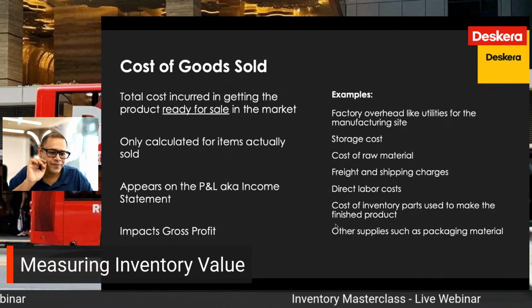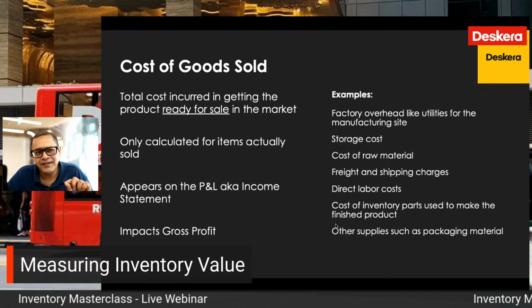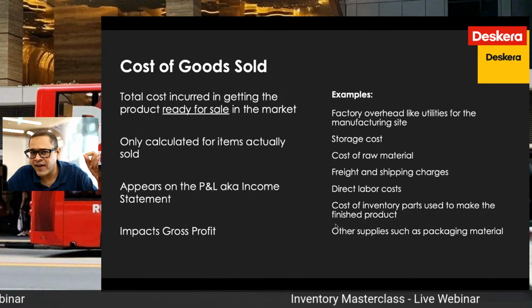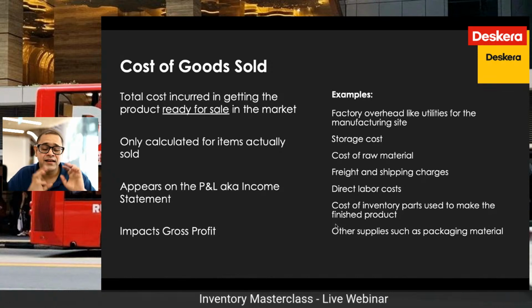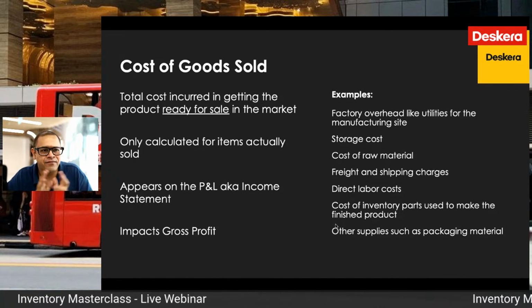So now that we know how to calculate the value of inventory, the next topic that we are going to pick up is cost of goods sold. And inventory valuation and cost of goods sold is closely linked. Why do you think that is, David? Why do I make that statement?